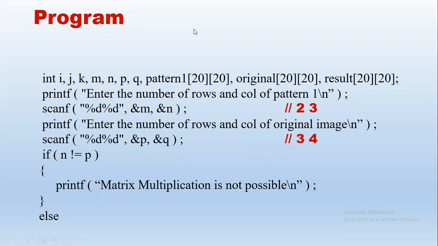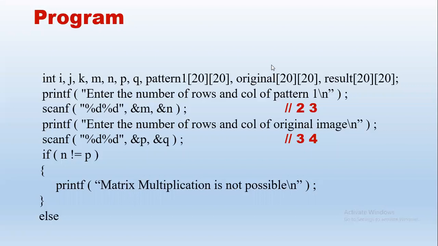Else we can multiply. So declare all the variables. Note that there are 3 indexes here. If you have seen, there are 3 for loops which we will be using. So 3 indexes I, J, K. M and N will be for pattern 1. P and Q is the order of original. Declare all the 3 matrices, pattern, original, result, with a maximum of 20 rows and 20 columns.